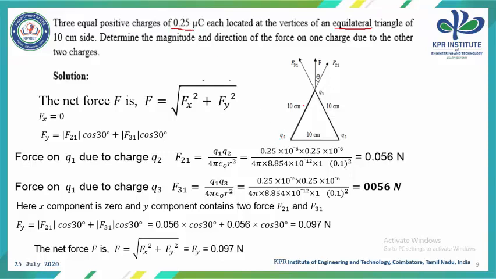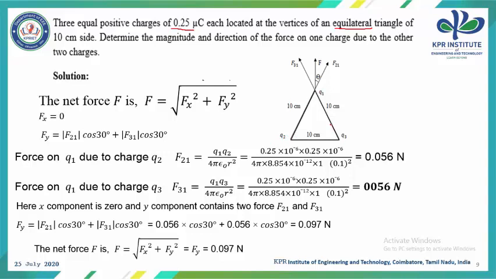So you have to mark the charges Q1, Q2, Q3. How can you mark the charges? It is your wish. You can start from anywhere. I am choosing this as charge Q1, this as charge Q2, and this as charge Q3.